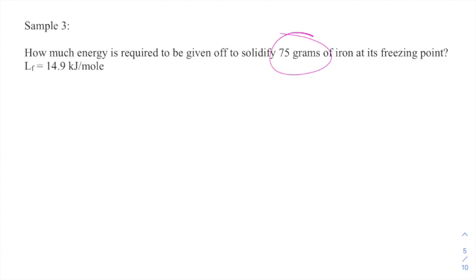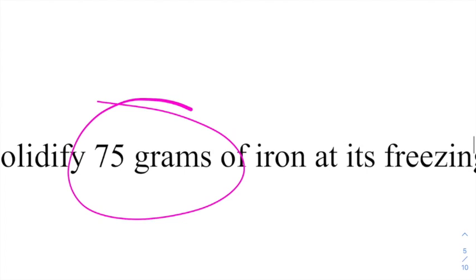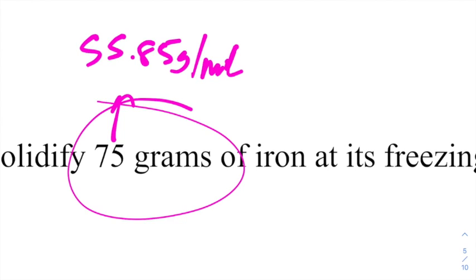So please note that this is in grams and this is per mole. It's easy enough to change one to the other. I don't care which, but you have to make sure that your units match. So I'm going to take my 75 grams of iron and look it up, and I'm going to find that it's 55.85 grams per mole. So 75 divided by 55.85 is going to get me about 1.34 moles.